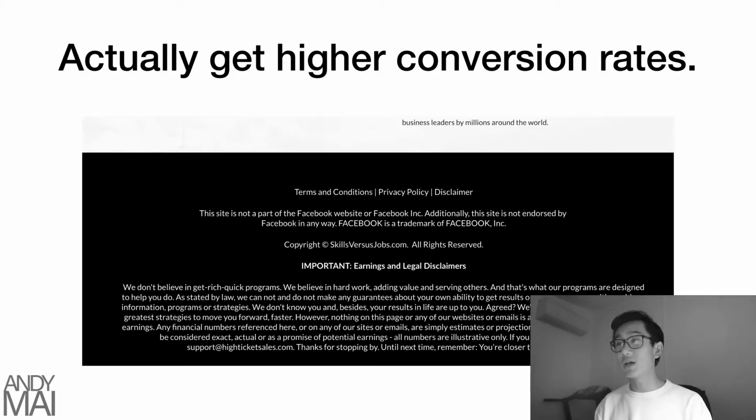After split testing it, you actually get higher conversion rates having these footer links, which is pretty surprising.